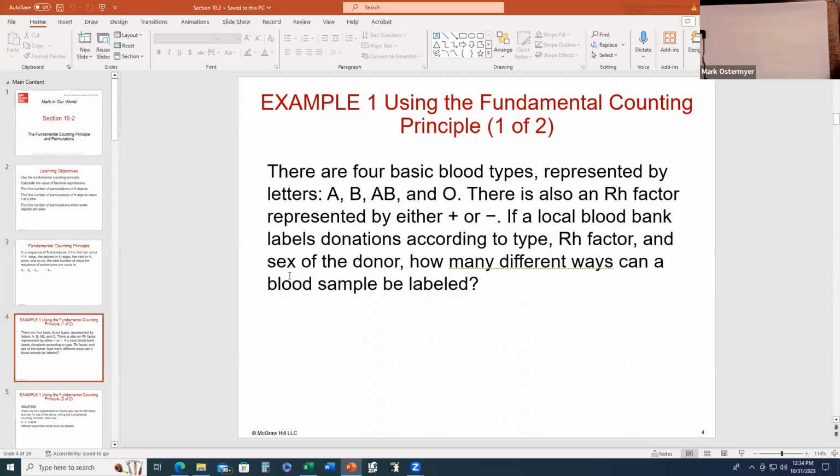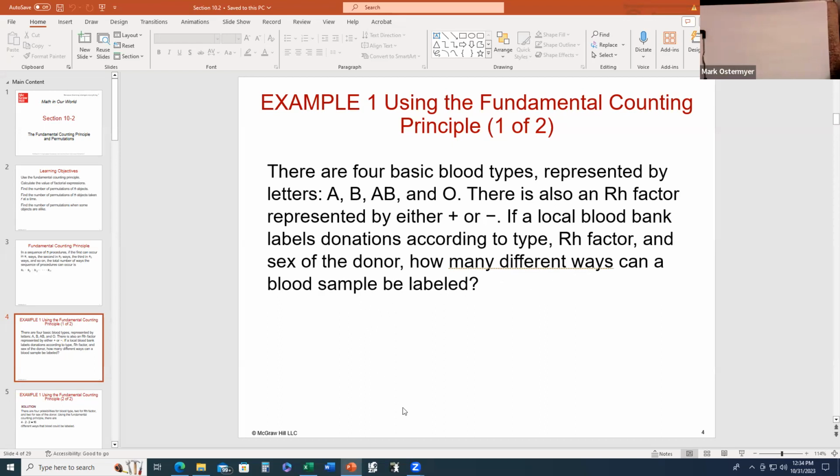For instance, here's an example. There are 4 basic types of blood represented by the letters: type A, type B, type AB, or type O blood. But you also have an Rh factor attached to the blood, which is either positive or negative. If a local blood bank labels donations according to the type, the Rh factor, and the sex of the donor, how many different ways can the blood sample be labeled?